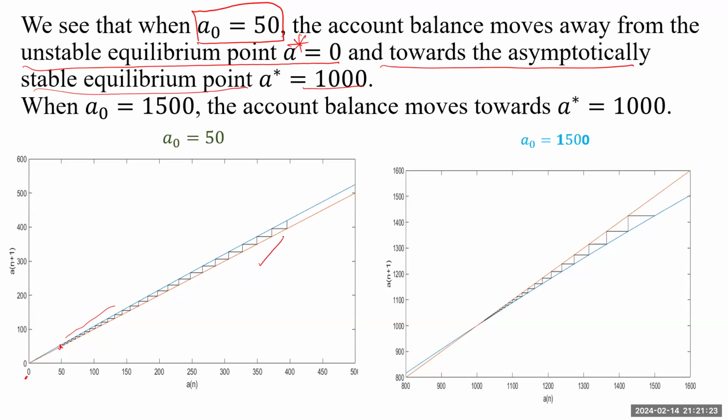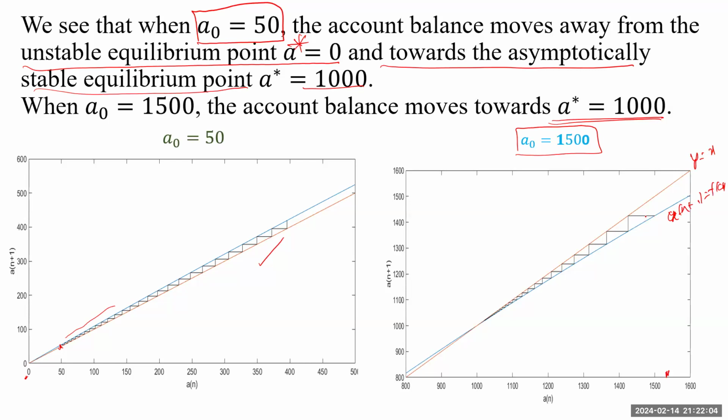So what about the case of A star equals 1000, that is your other equilibrium point. For this one, I took the initial balance 1500. So that is here. This is your y equals x line. This is your A of n plus 1 equals f of A of n. See the point. It's starting from, how much? The 1500.